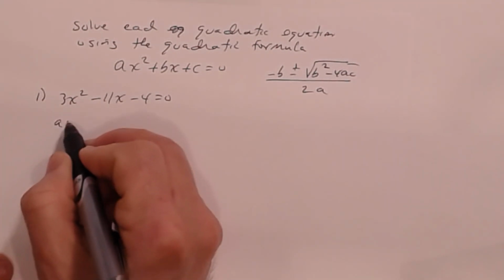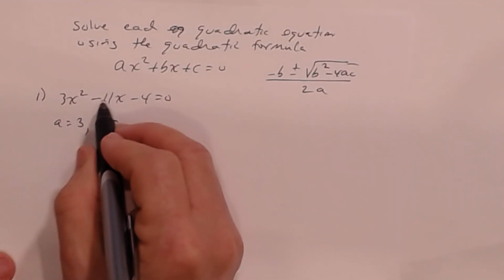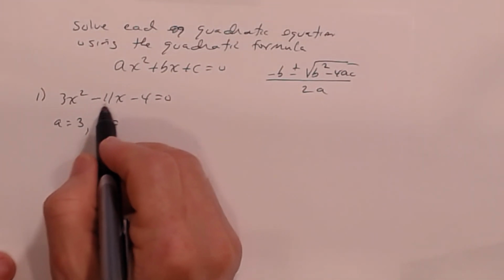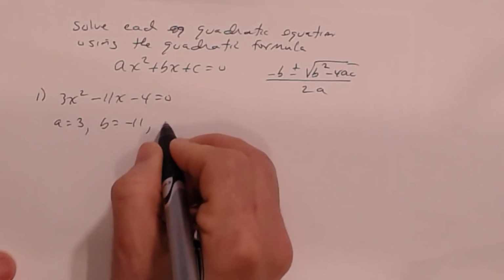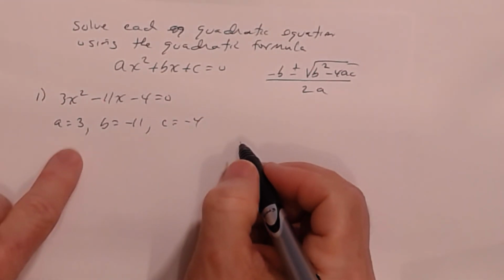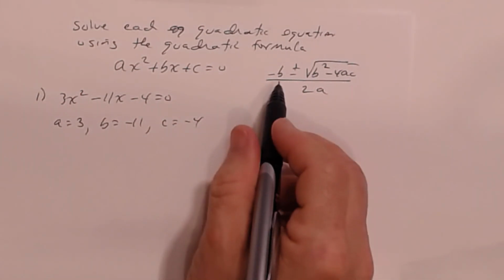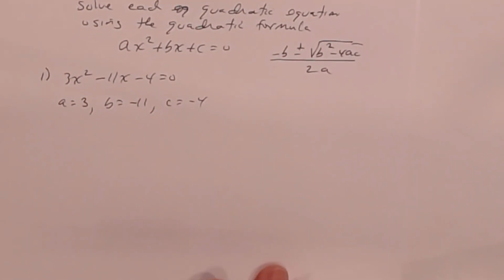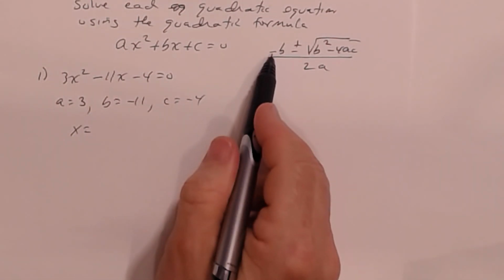So a in this case is 3. B is the coefficient of x, so make sure that you write the sign correctly. Signs are important. So that's a negative 11. And C is your constant, which is negative 4. And then once you find A, B, and C, it's just a matter of you taking these values and substituting it into the formula. All right, so we get x equal the opposite of B.